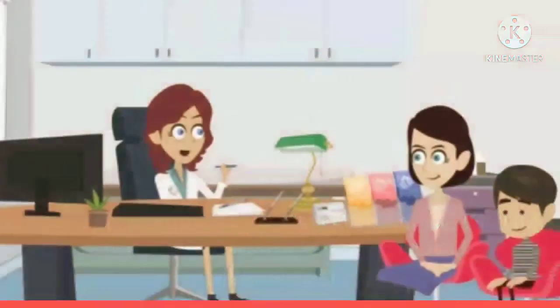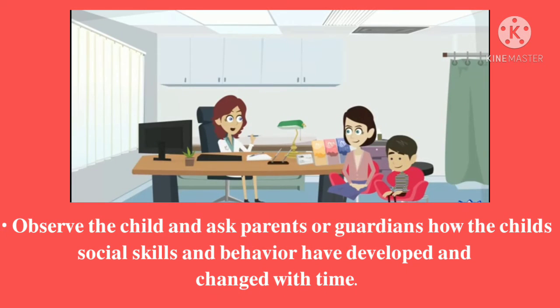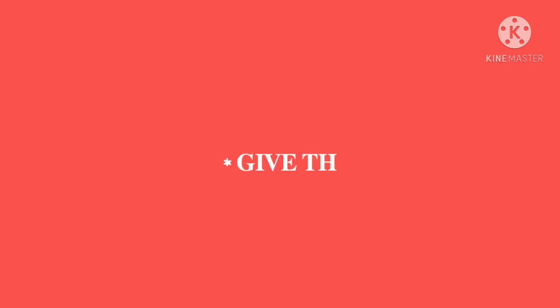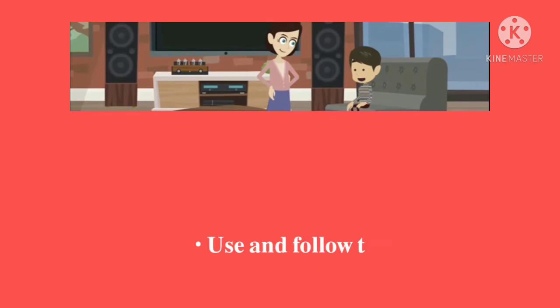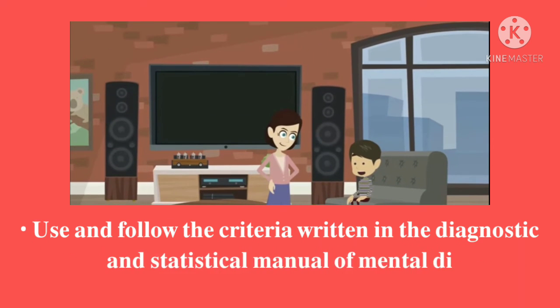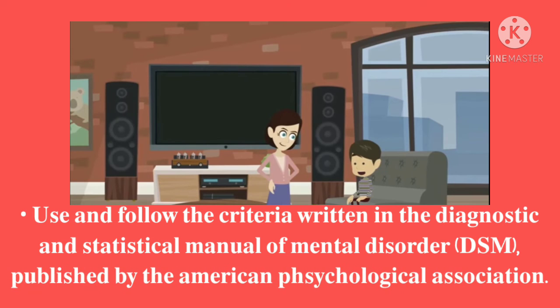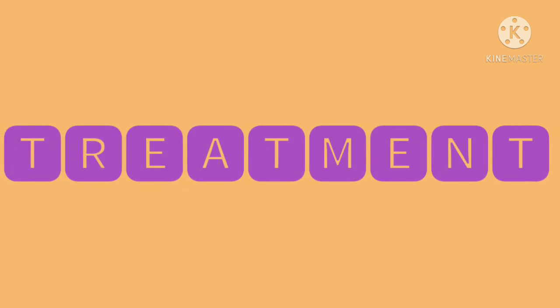Observe the child and ask the parents or guardians how the child's social skills and behavior have developed and changed with time. Give the child tests that cover hearing, speech, language, developmental level, and behavioral issues. Follow the criteria written in the Diagnostic and Statistical Manual of Mental Disorders, or DSM, published by the American Psychiatric Association.